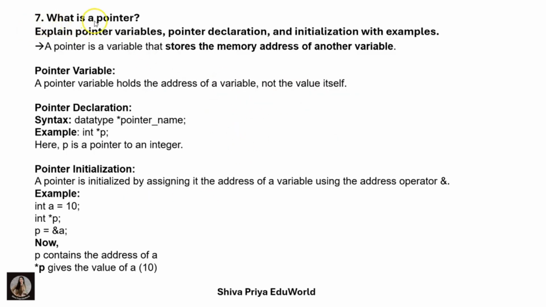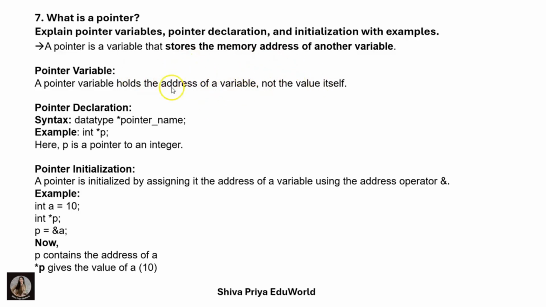Let us move to the next question. What is a pointer? Explain pointer variable, pointer declaration, and initialization with examples. A pointer is a variable that stores the memory address of another variable. It will store the memory address of another variable. Let us see how exactly it works. A pointer variable holds the address of a variable, not the value itself.